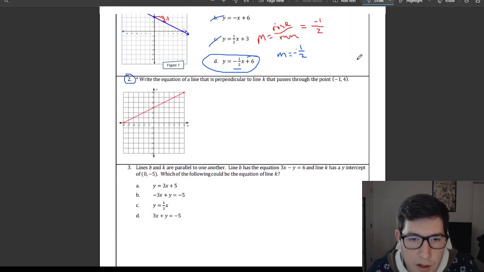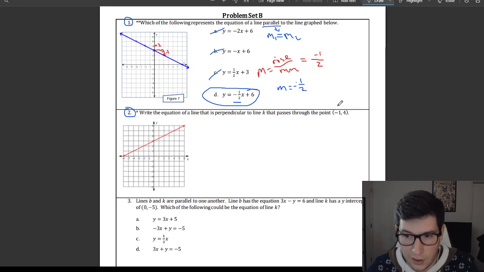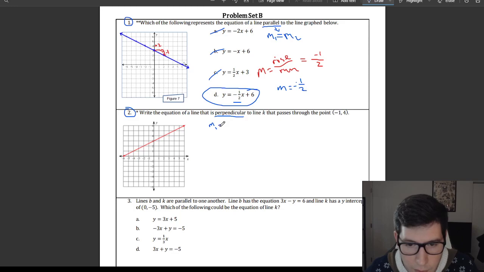All right, so moving on to number 2, we need to write an equation of the line that is perpendicular to K that passes through the point negative 1, 4. Now again, we have perpendicular, so we know that our slopes are going to be opposite reciprocals of each other. Let me make those numbers a little bit clearer. And we have this lovely point here. So I have to find my slope and then use this point to create that line.